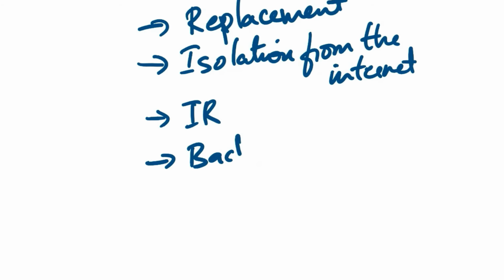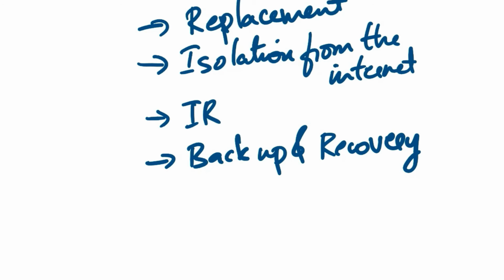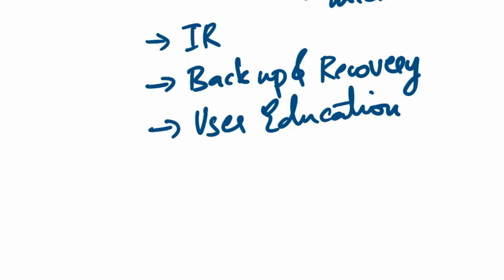Next, regular backup and recovery. Implement regular backups of data on legacy systems. Ensure that backups are stored securely and can be used for recovery in case of data loss. And data loss can be due to security incidents or vulnerabilities. Next one, user education. Train users and administrators of legacy systems on security best practices, including how to recognize and report potential security threats.